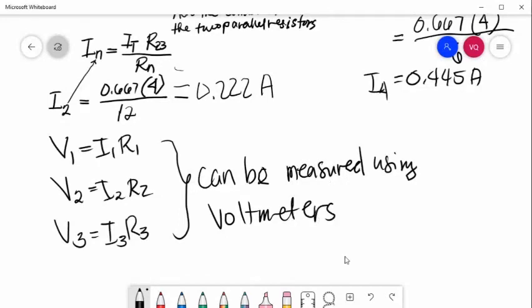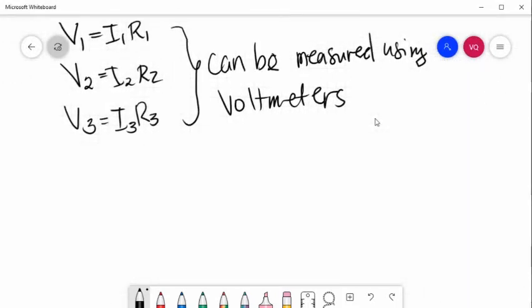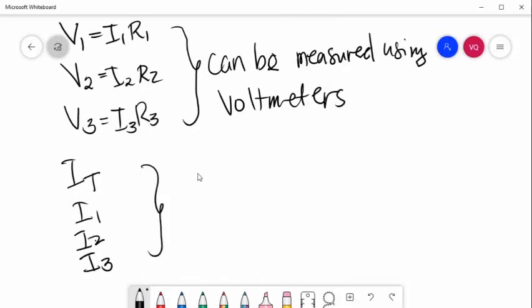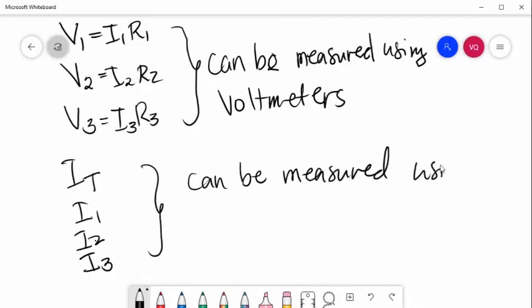While currents can be measured, let's say IT, I1, I2, I3. So these currents can be measured using ammeters. So later on, we will simulate this one in electronic workbench.